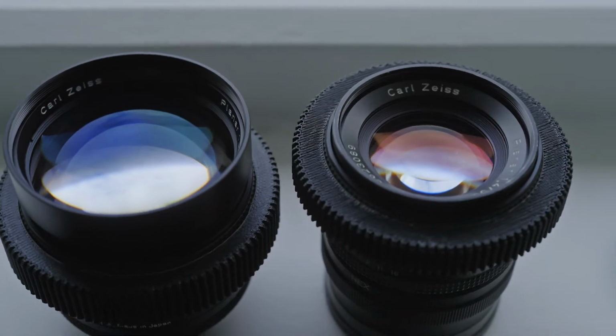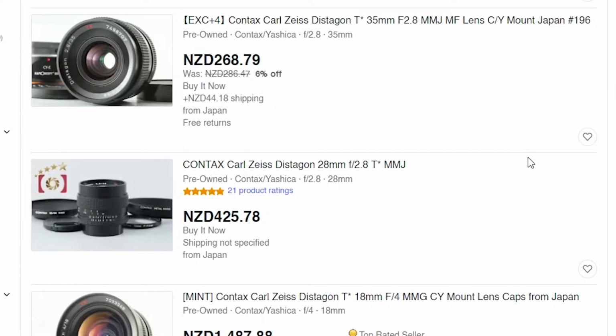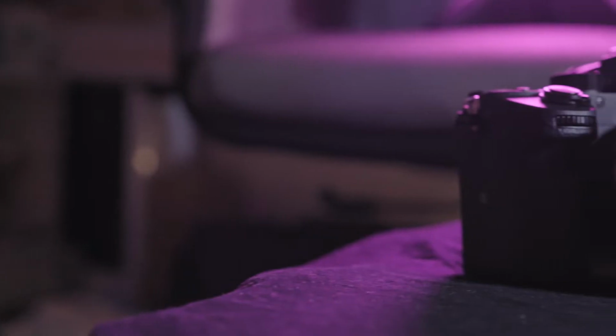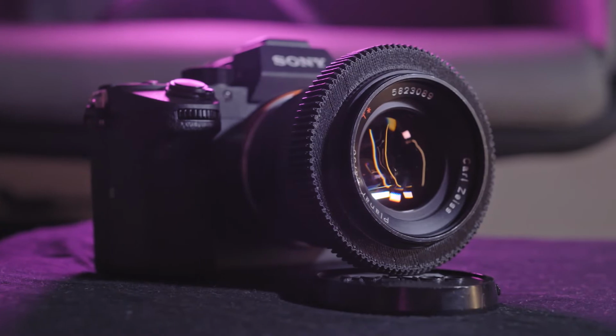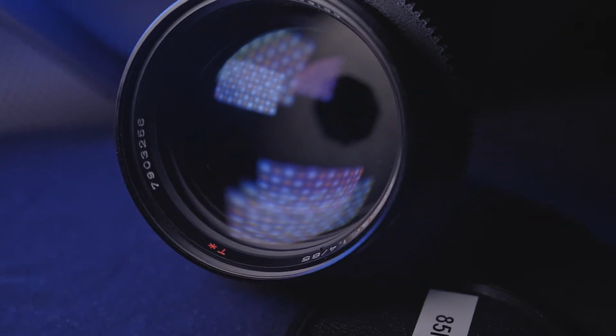AE, MM, what is the difference? When you first look at buying Contax RTS lenses, you will notice that there are two different versions of the same lens, the AE variant and the MM variant. There's only one official difference between the two.